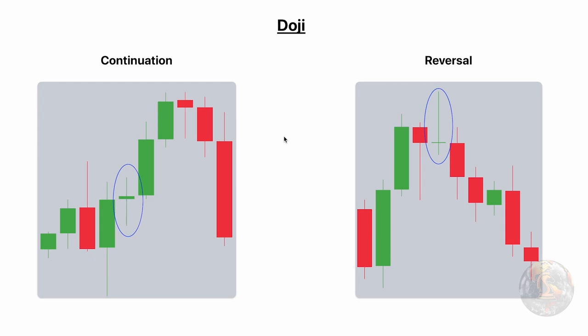It can be both, depending on context. So, what is a doji? When the open and close of the candle are almost the same point, almost the exact same price, and the candlestick looks kind of like a plus sign, that's what a doji is, right? If you have almost no candle body with wicks either side, that's a doji.